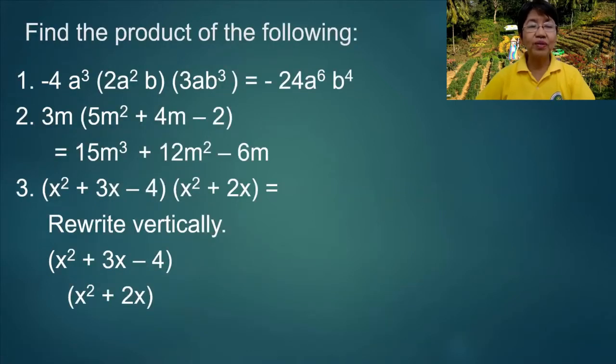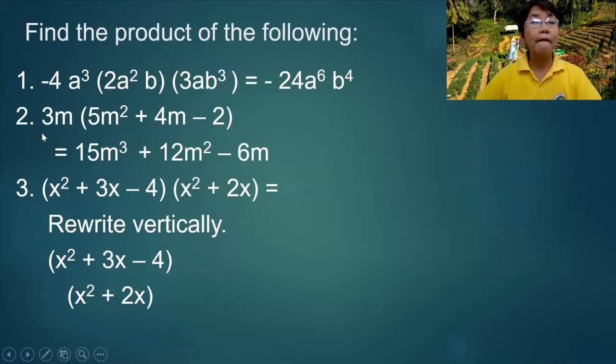Find the product of the following. Number 1, negative 4a cubed times 2a squared b times 3ab cubed. So you simply multiply all the numerical coefficients and we get negative 24. And then the a cubed and the a squared are multiplied, and then multiplied again by a. So you simply add the powers and you have a to the 6th power. And then the b and the b cubed, they are multiplied and you get b to the 4th power. So the answer is negative 24, a to the 6th, b to the 4th.